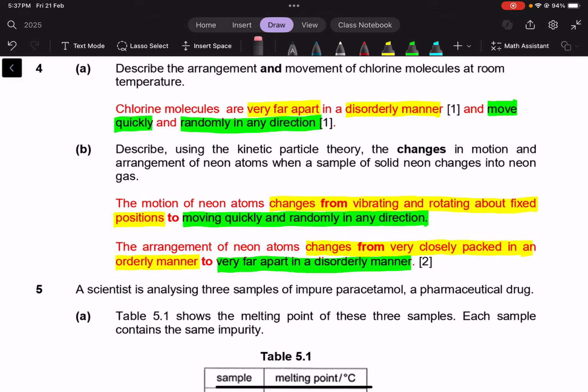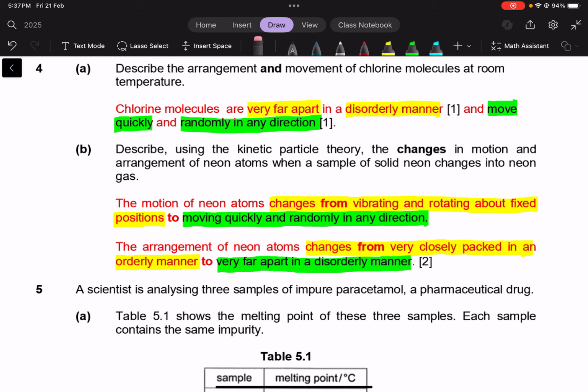The question asks you to describe the arrangement and movement of chlorine molecules. I believe most of you didn't know that chlorine exists as a gas at room temperature, but if you learn more chapters along the way, you should be able to tell. Maybe not at this point yet, but not to worry about that.